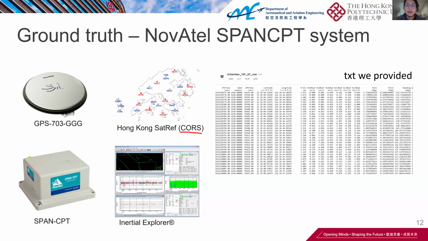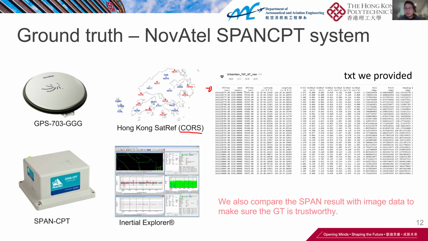And we use Inertial Explorer for post-processing to make sure that the ground truth data is good. The ground truth data is also provided in the format of TUM, as you can see over here, pretty standard. And because this is urban, we do an additional manual check. We look at the SPAN result with the image result from the stereo camera to make sure, okay, I'm driving in this lane and SPAN is coming out with the result in the same lane, so the ground truth is trustworthy.